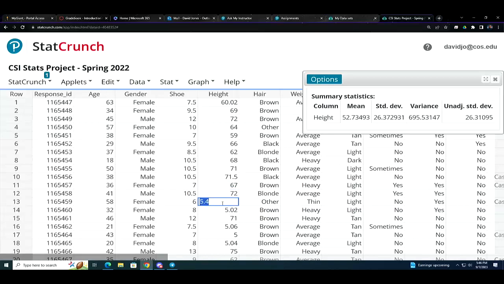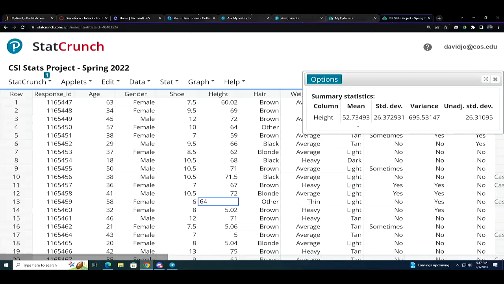5.4, it could be 54. But the decimal, I don't know why they would have accidentally hit a decimal point for this. I strongly suspect this is 5.4 inches. So I could change that to 64 inches. And I can go through and do it all and then recalculate the mean.